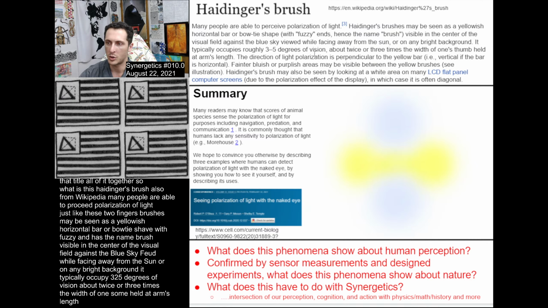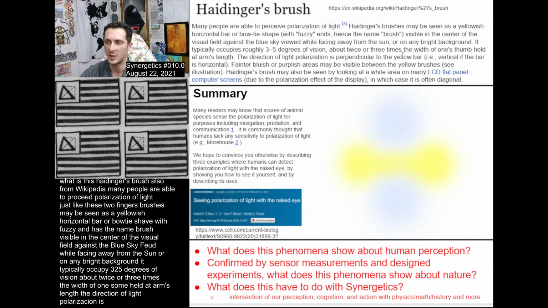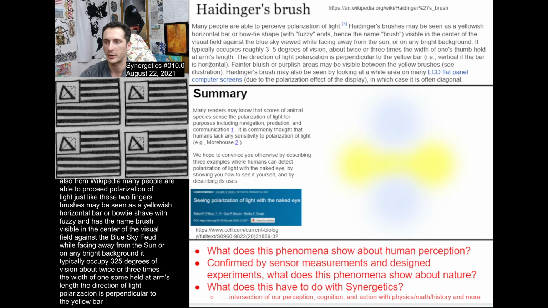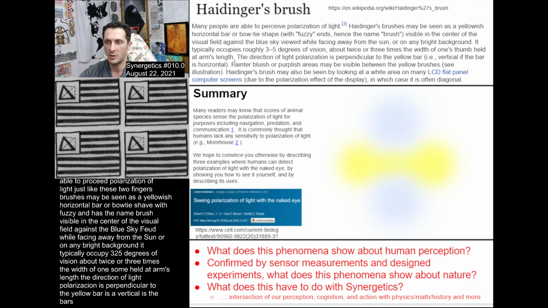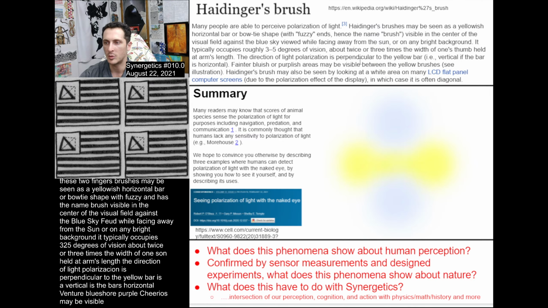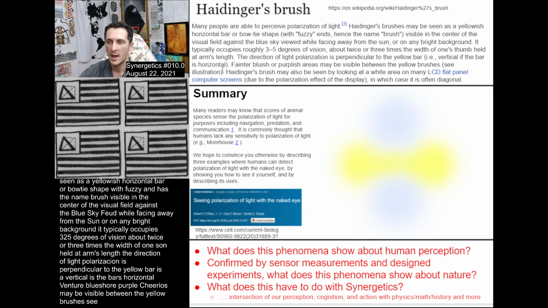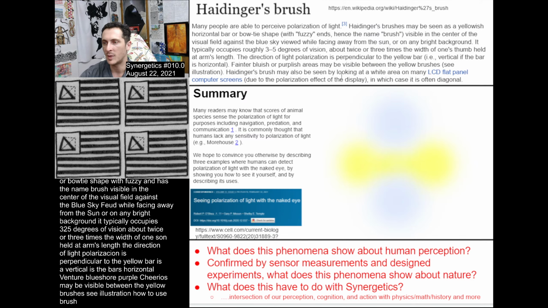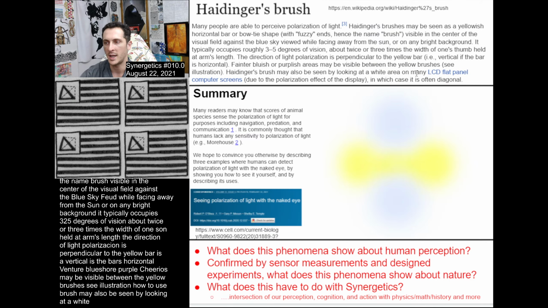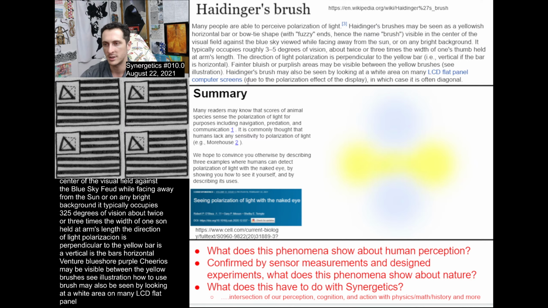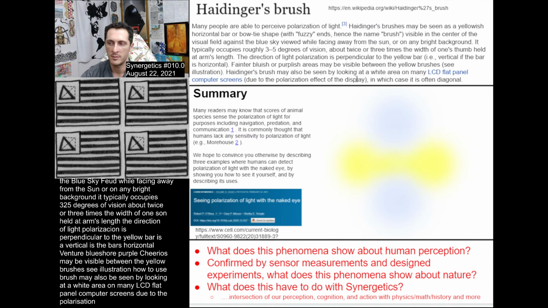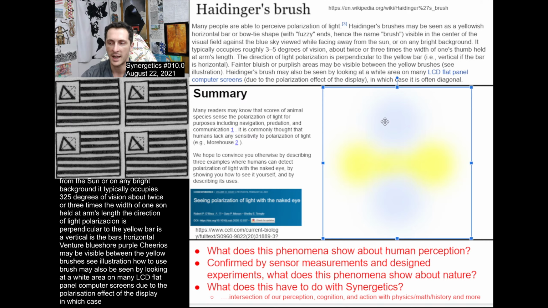The direction of light polarization is perpendicular to the yellow bar, i.e. vertical if the bar is horizontal. Fainter bluish or purplish areas may be visible between the yellow brushes, see illustration. Heidinger's brush may also be seen by looking at a white area on many LCD flat panel computer screens due to the polarization effect of the display, in which case it is often diagonal.